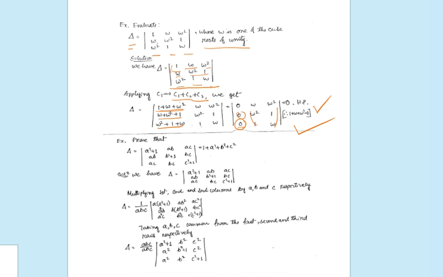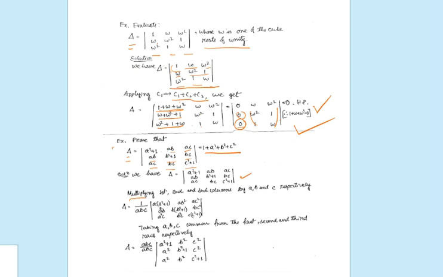Next one is, our delta is given as a square plus 1, ab, ac as the first column. The second column is ab, b square plus 1, bc. Third column is ac, bc, c square plus 1, which should be equal to 1 plus a square plus b square plus c square. Again we are writing the same determinant.